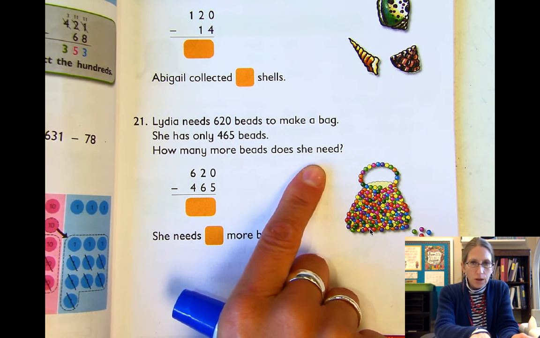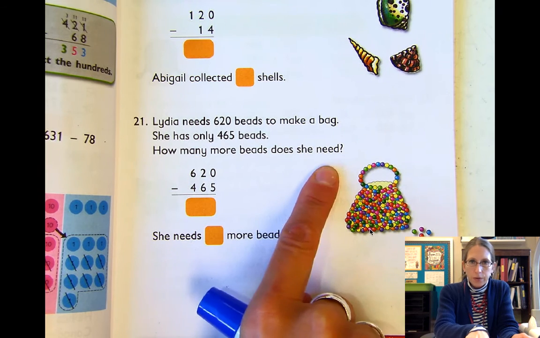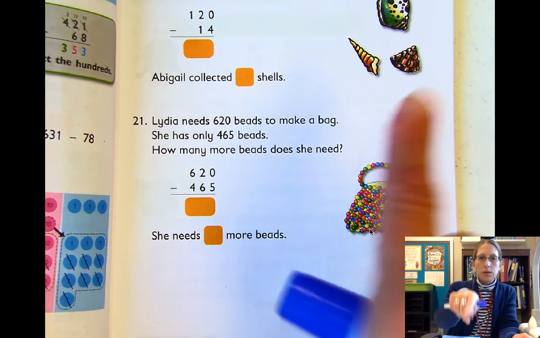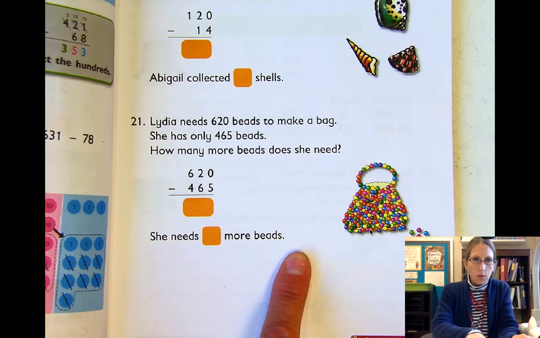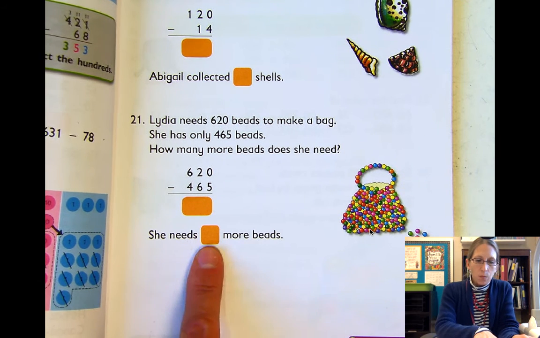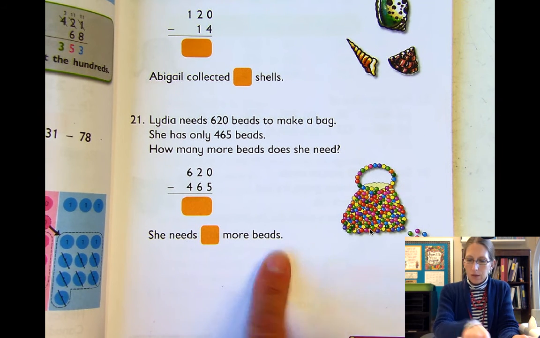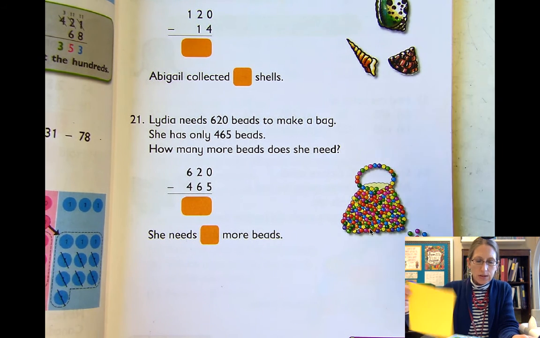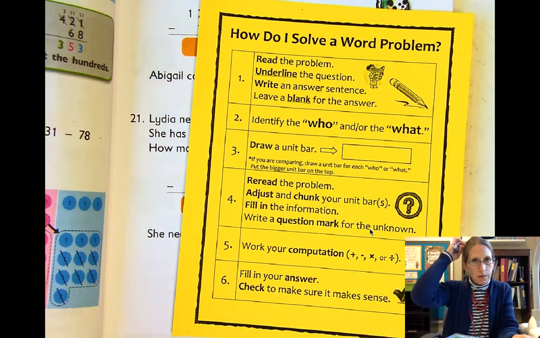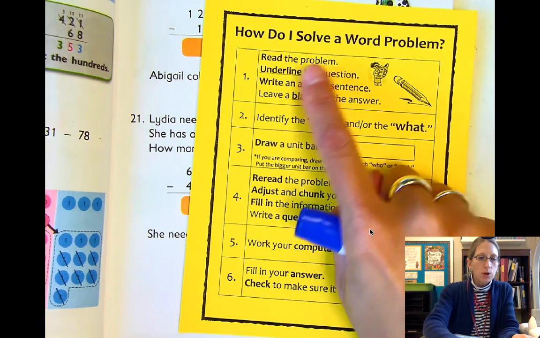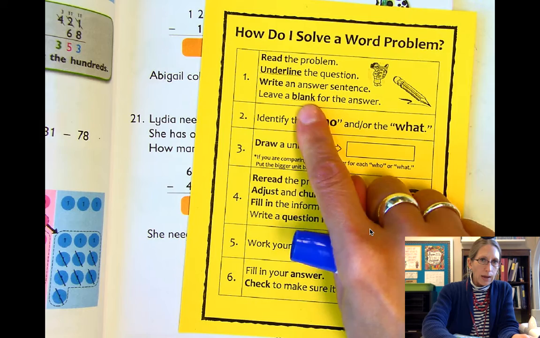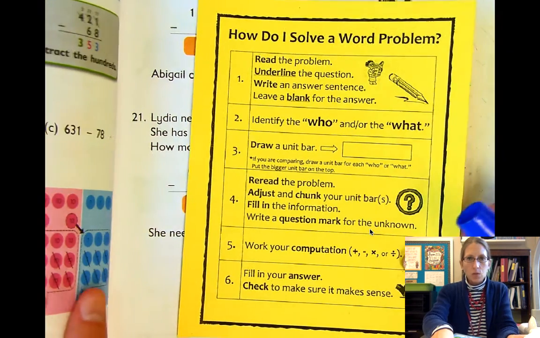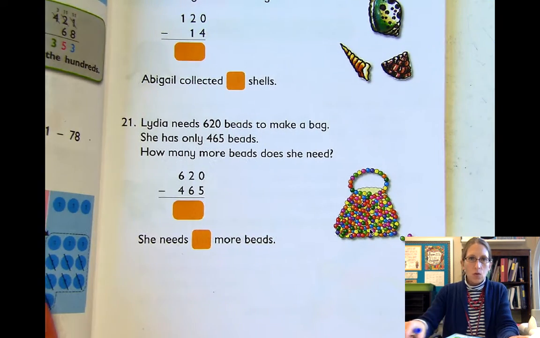Okay, let's underline the question. Let's write an answer sentence. Oh, thank you, textbook. They wrote one for us. She needs blank more beads. Well, let's see. So we read the problem. We underlined the question. The textbook already gave us an answer sentence with a blank. So let's go to number 2. Identify the who and or the what.